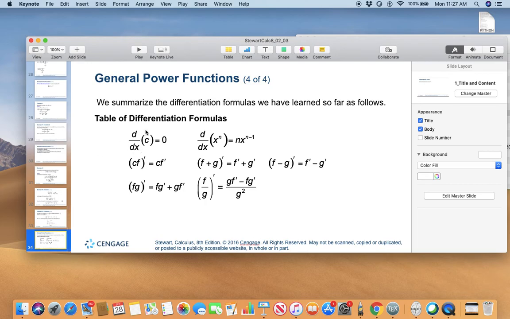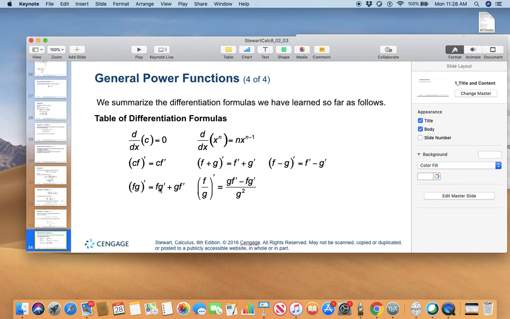Okay. So to summarize, a table of differentiation formulas. The derivative of a constant is 0. The derivative of a power: the power comes down and reduces by 1, no matter what the power. For a constant times a function, the constant comes out and you take the derivative of the function alone. For a sum or difference, the derivative goes through each of the pieces. The derivative of f plus g is f prime plus g prime. The derivative of f minus g is f prime minus g prime.